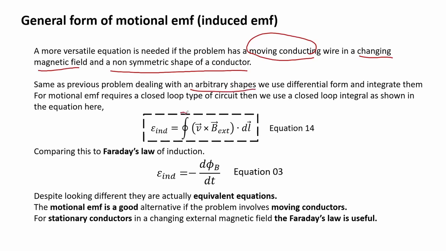Motional EMF requires a closed loop type of circuit, so we use a closed loop integral as shown in equation 14. Comparing this to Faraday's law of induction shown in equation 3, despite looking different, they are actually equivalent equations. The motional EMF is a good alternative if the problem involves moving conductors. For stationary conductors in a changing external magnetic field, the original one is useful.